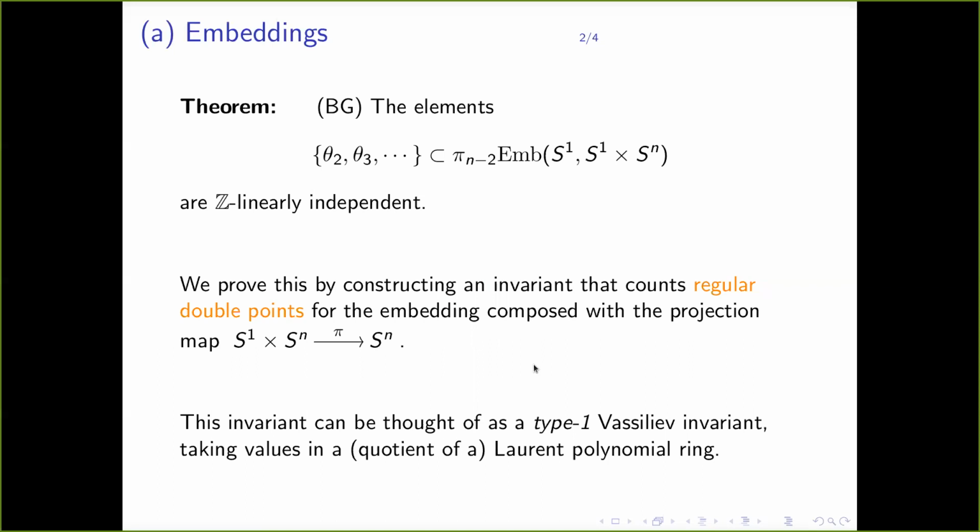Ryan, could you say what you do to the double point again? So we've got an embedding of a circle in S1 cross Sn. You project that embedding to Sn, and it may not be an embedding anymore. Pairs of points that are sent to the same point in Sn, we call a double point. Yeah, but even in the definition of theta k, when you say resolve the double point, what do you do?